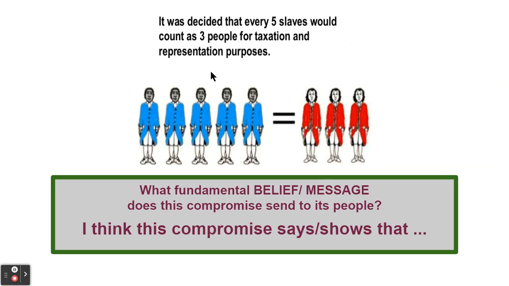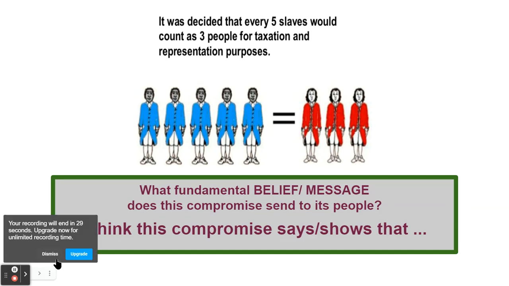And I want to leave you with a deep thought here, and this is a perfect time to apply some critical thinking. If the government during this time period decided that the enslaved were not people or full human beings, right? They were only counting part of them as a full human being. What fundamental or basic belief or message does this compromise send to its people? So fundamental means important, key, basic, right? It's a rudimentary idea that the government and the country is based on. What belief or message does it send to its people?